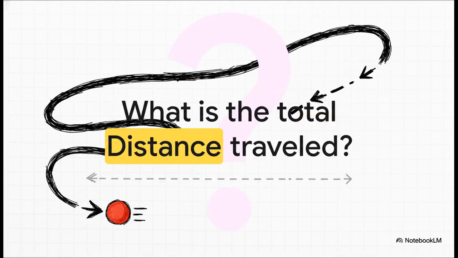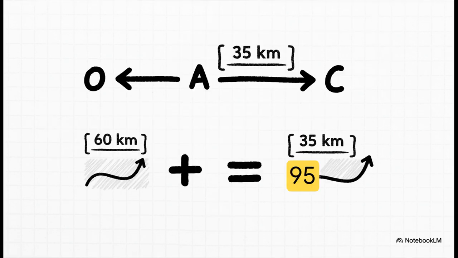All right, pop quiz time. Using our first measurement, what's the total distance this object has traveled? Remember, distance is the whole path. Okay, so it went 60 kilometers out and then came 35 kilometers back. You just add them up. The total distance covered, the entire scenic route, is 95 kilometers.